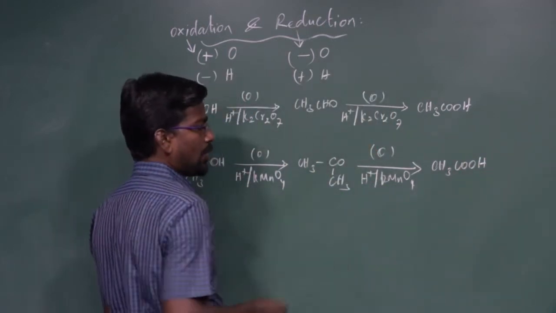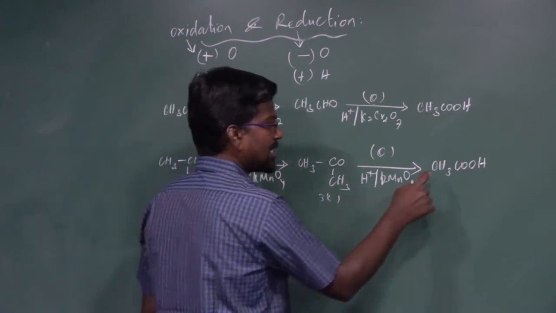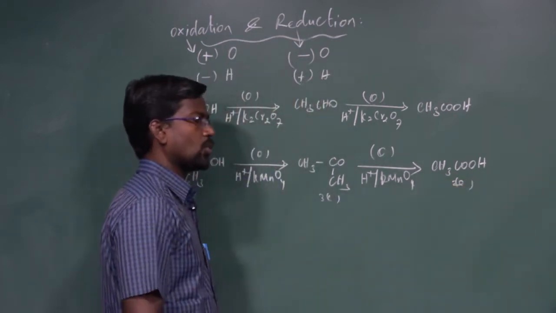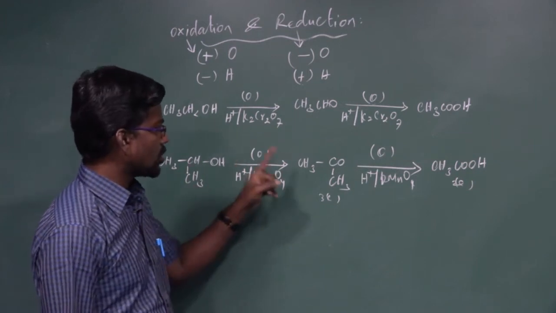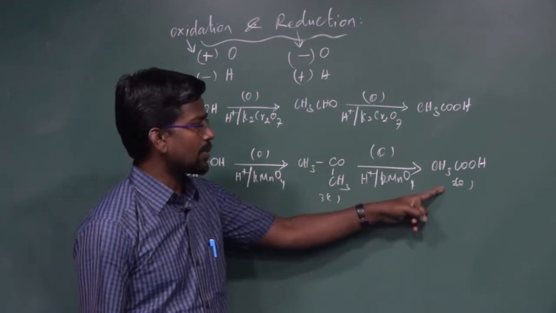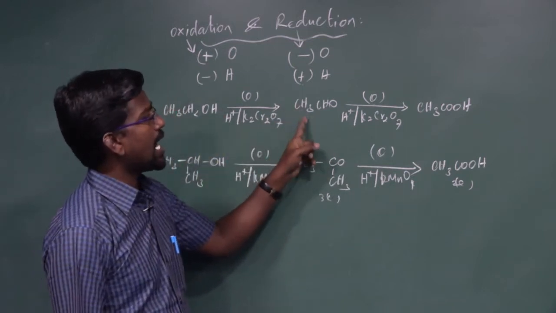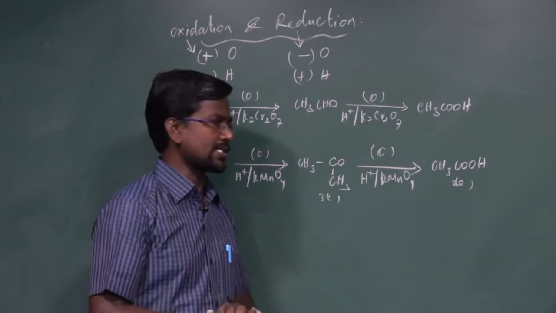How many carbons does that compound contain in total? 1, 2, 3 carbons are there. And how many carbons does the product contain? 2 carbons are there. One carbon is lost, removed as a gas. So isopropyl alcohol can be converted to a ketone, and the ketone can be converted to carboxylic acid, acetic acid. Ethyl alcohol can be oxidized to form an aldehyde, and the aldehyde is further oxidized to form carboxylic acid. It is a simple oxidation process.